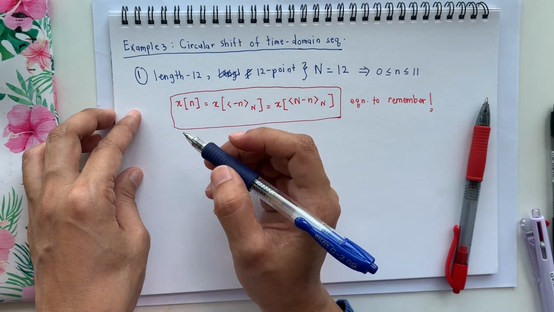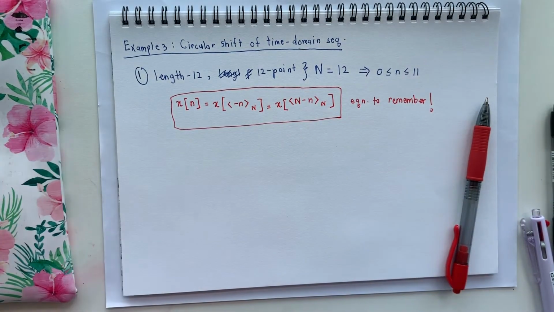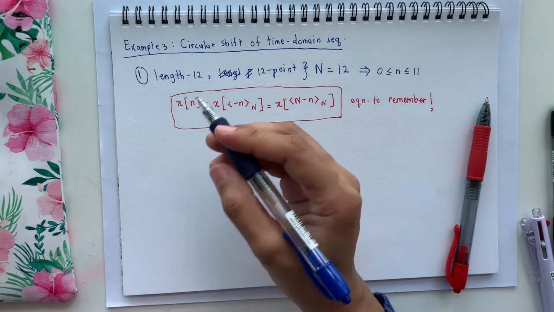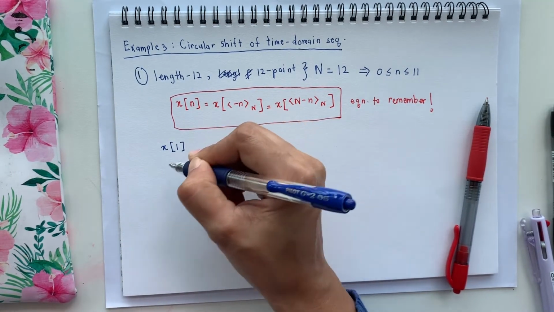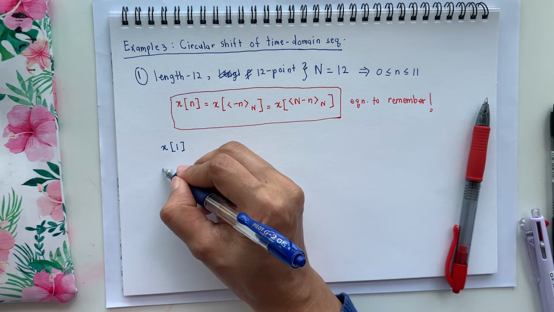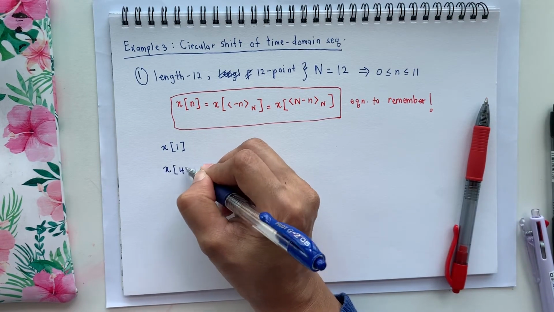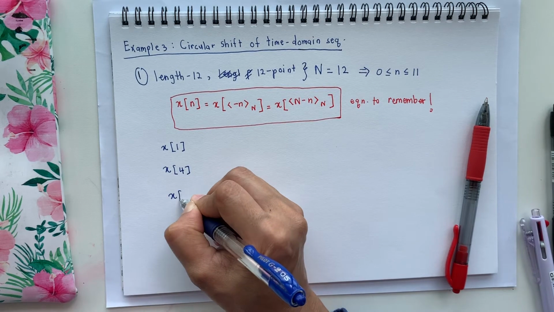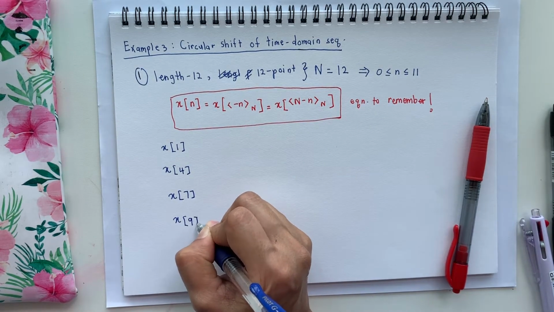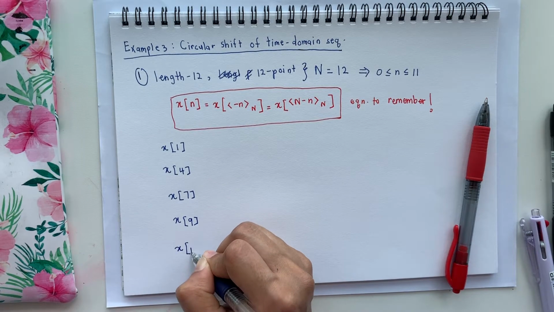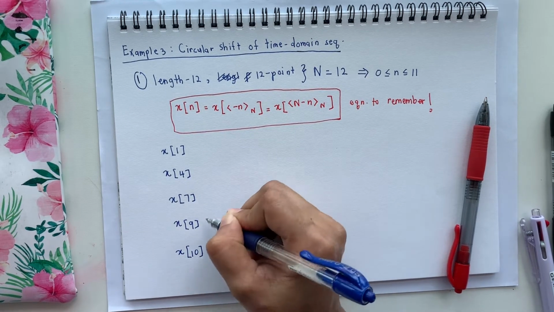Okay, go back to the question. You need to find the remaining 5 samples. The remaining 5 samples are x1, x4, x7, x9 and x10. This is what you have to find.